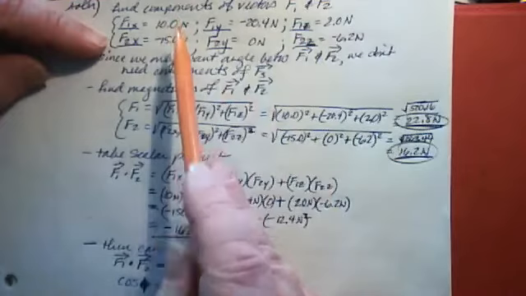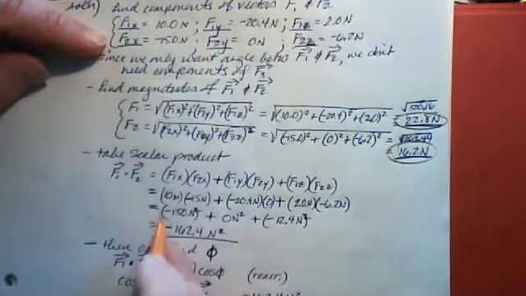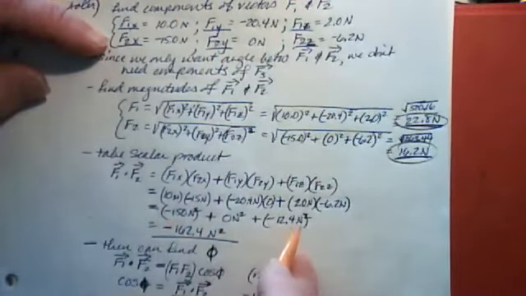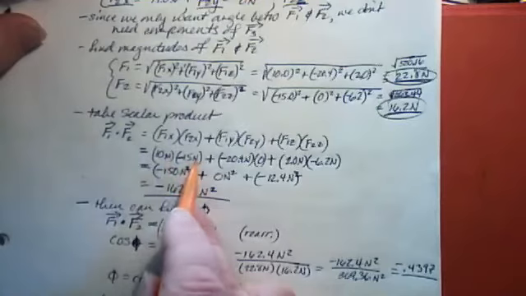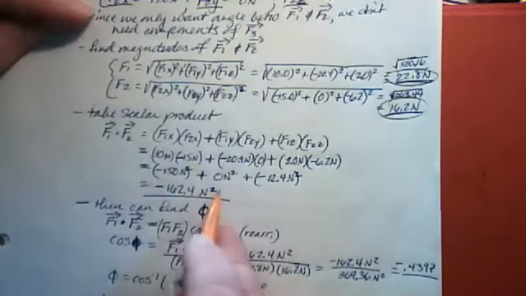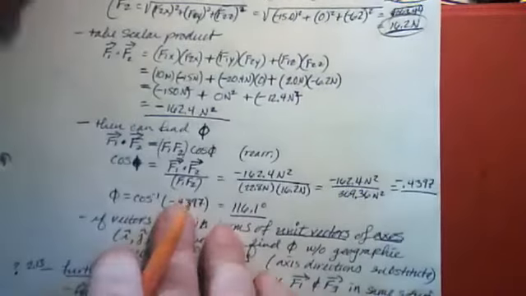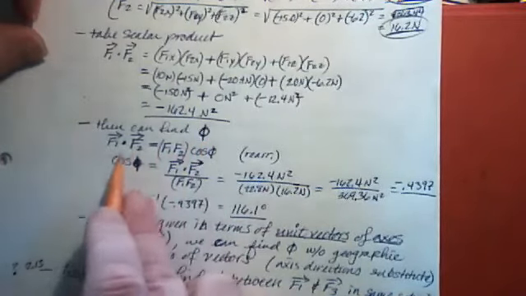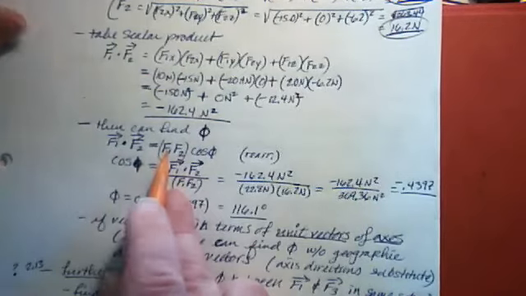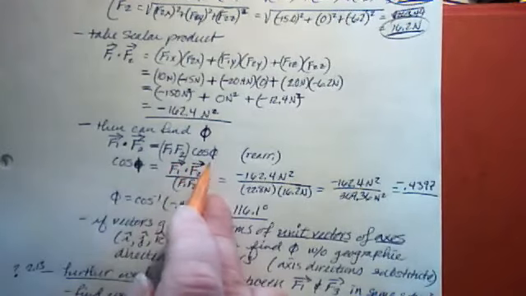Okay, so it's basically just this times this, plus this times this, plus this times this. And when we add that all up, we get negative 162.4 newtons squared, because remember, it's newtons times newtons. So that would be newtons to the second power. That is the scalar product. And now we can find phi, the angle, because the scalar product is equal to the magnitude of one vector times the magnitude of the other times cosine phi.